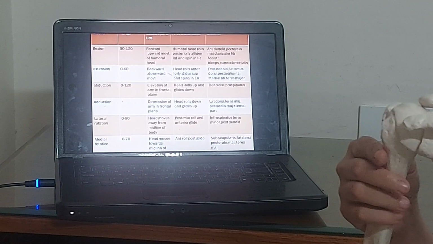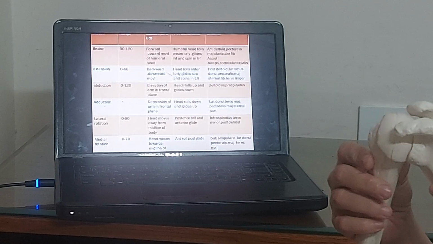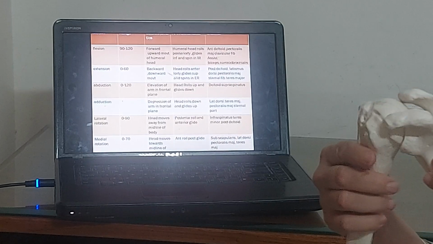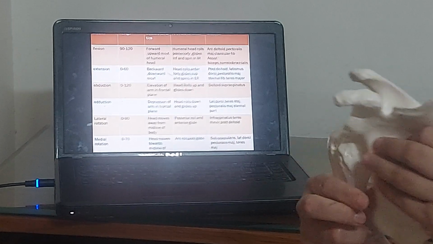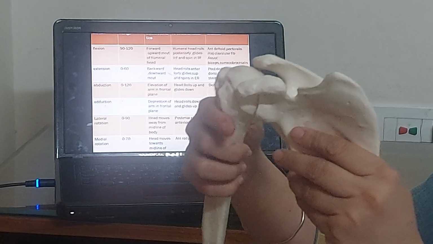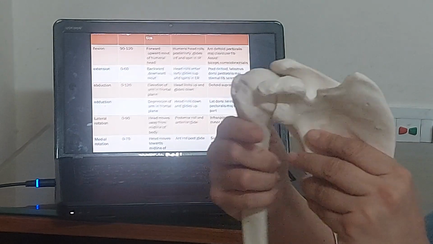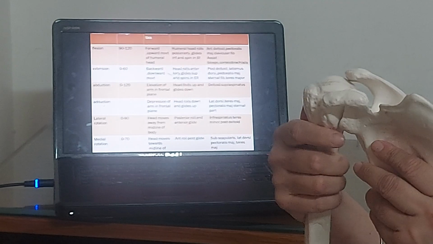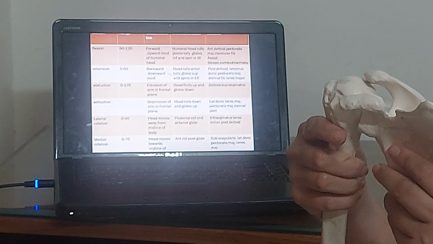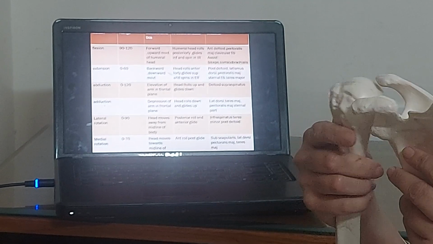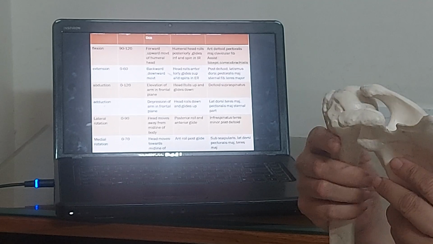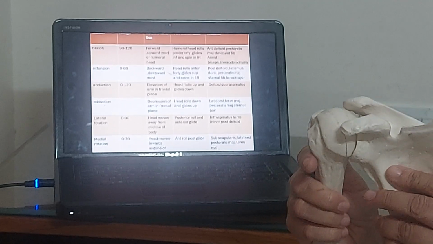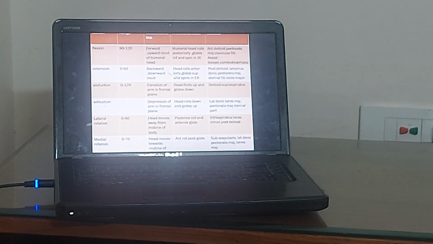It is a range of 0 to 90 degrees. Herein the head moves away from the midline. Can you see? If this is considered as the midline, the head moving away from the midline is said to be lateral rotation. Now this range is 0 to 90 degrees. When this movement is taking place, the head is gliding forward but rolling posteriorly. This motion is brought about by infraspinatus, teres minor, and posterior deltoid.